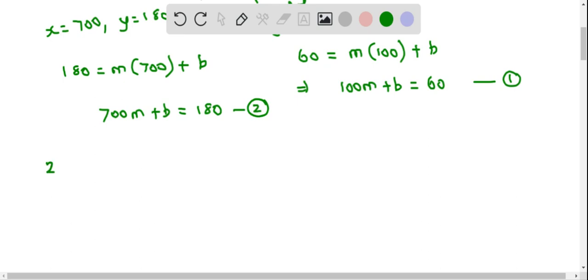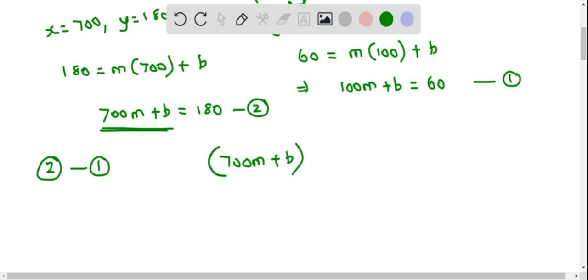I'm now going to do this operation, that is equation 2 minus equation 1. And this means we have to correspondingly subtract the left side as well as the right side. The left side of equation 2 is 700m plus b. So I put this first, minus the left side of equation 1, which is 100m plus b. So we do the subtraction of the left side expression, and similarly we do the subtraction of the right side expression, that is 180 minus 60.